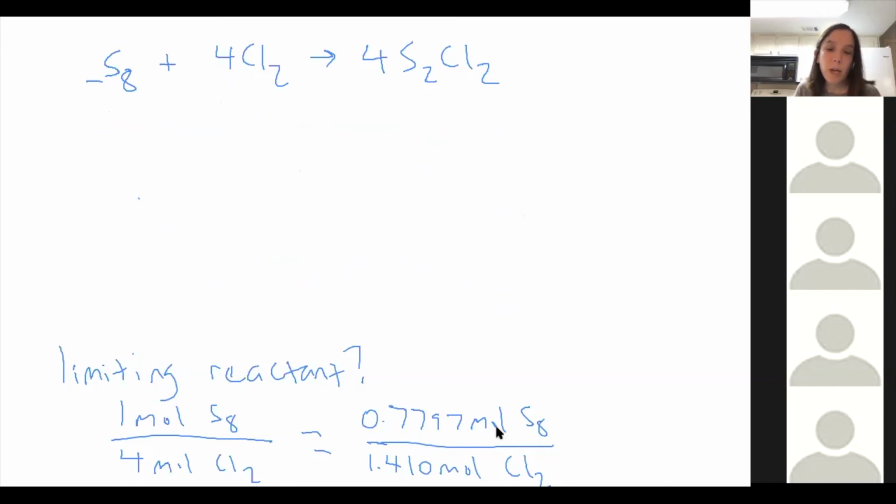So once we know that, we can go from there. If we said that Cl2 is the limiting reactant, then we can use the moles of Cl2 to predict the moles we're going to get of the product. So we would use moles of Cl2, and we would relate it to moles of what we want to find out, which is the product S2Cl2.